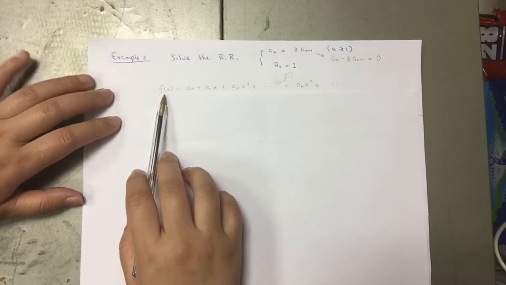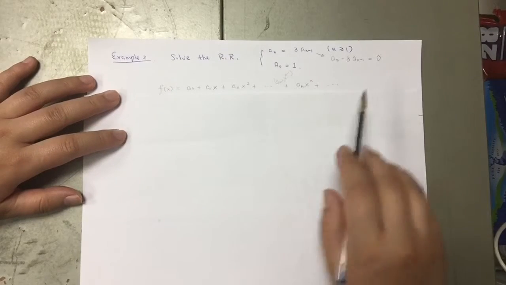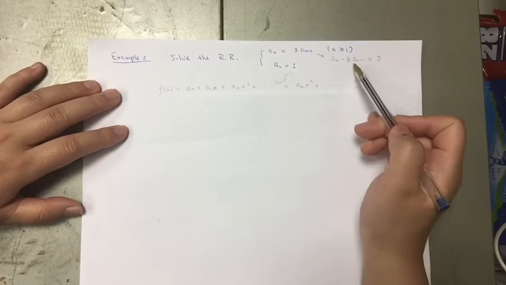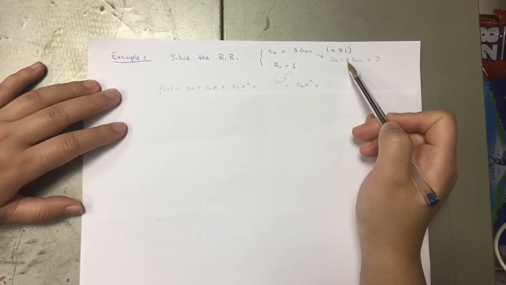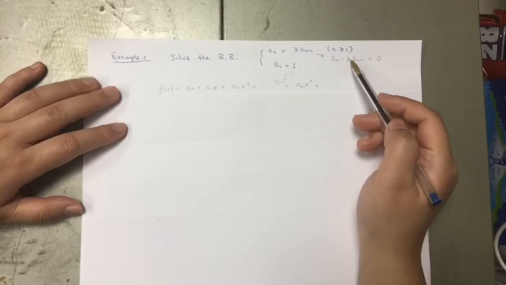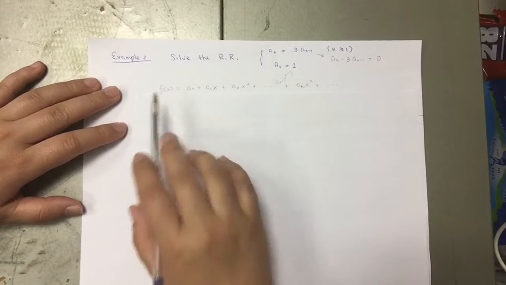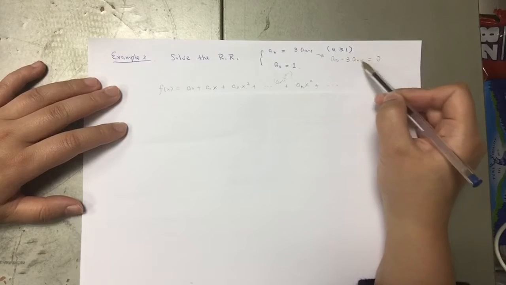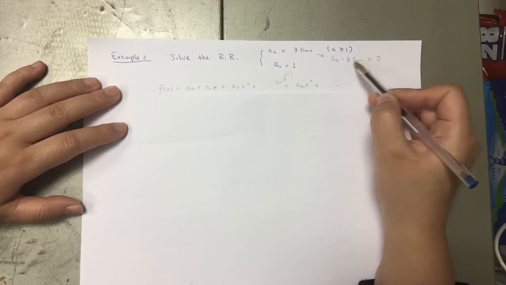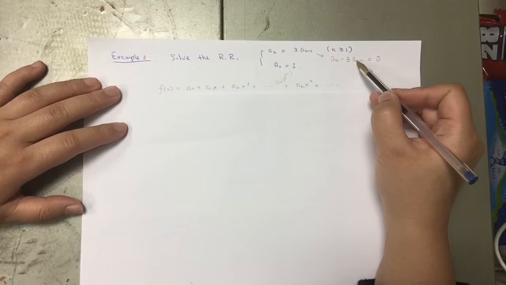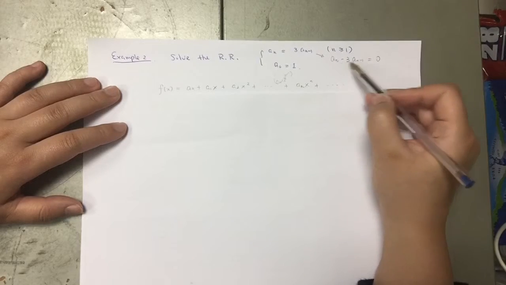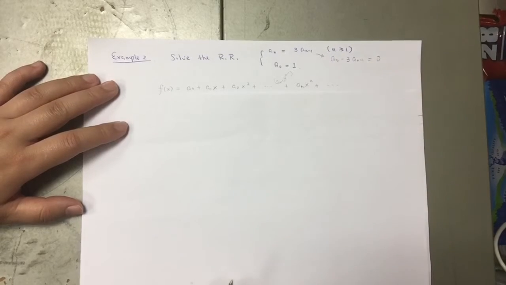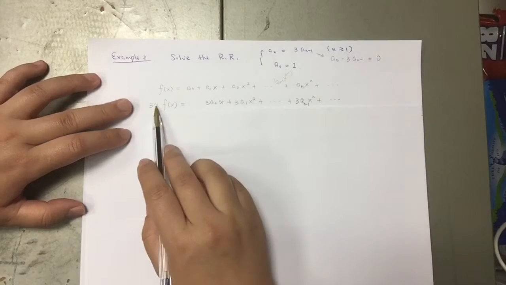Next, I'm going to multiply my f(x) by 3x. The reason I want to choose the constant 3 is because of that. And the reason I choose x is because the indices here have been decreased by 1 in order to have n minus 1. So the difference between these two indices is actually 1 unit. That's how I choose the power of x.